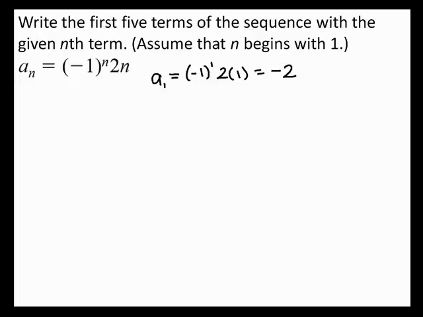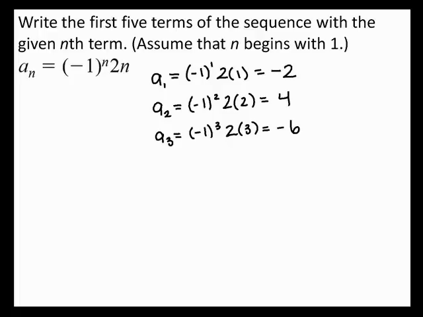Substitute 2 in for n. Simplify (-1)^2 and 2 times 2. You find that a sub 2 is equal to 4. Substitute 3 in for n. Simplify (-1)^3 and 2 times 3. You find that a sub 3 is equal to -6.